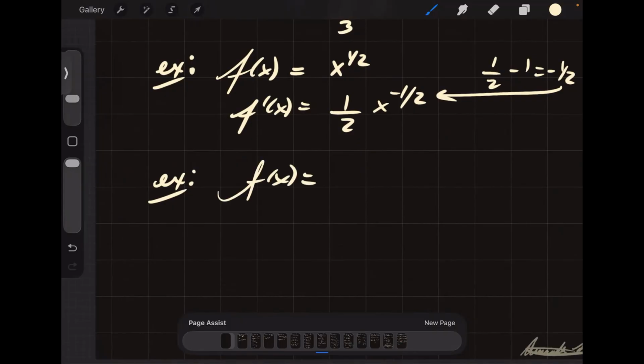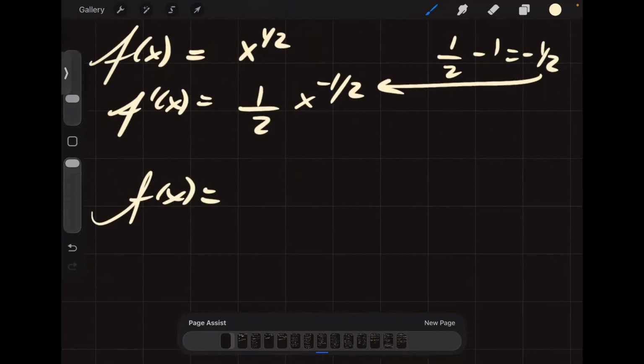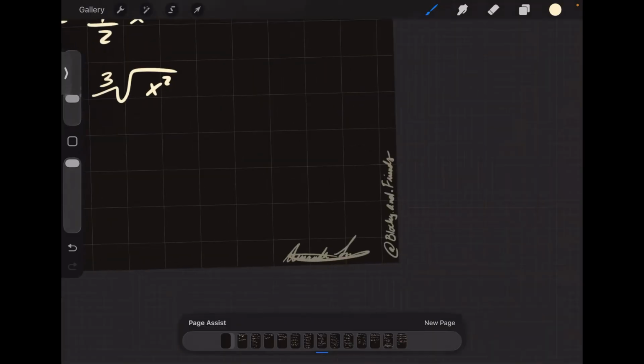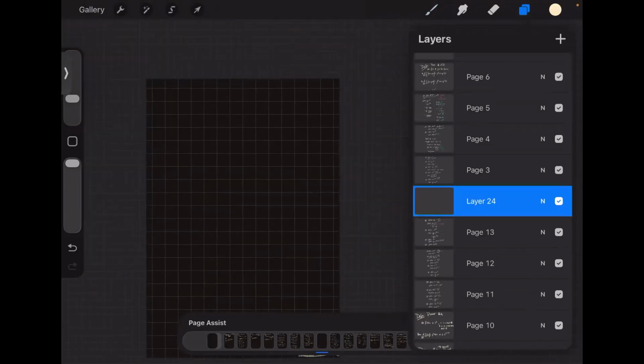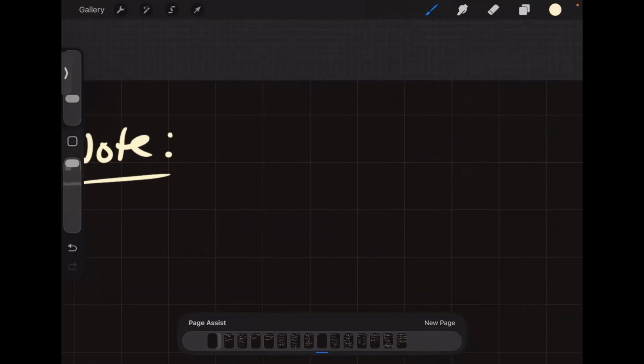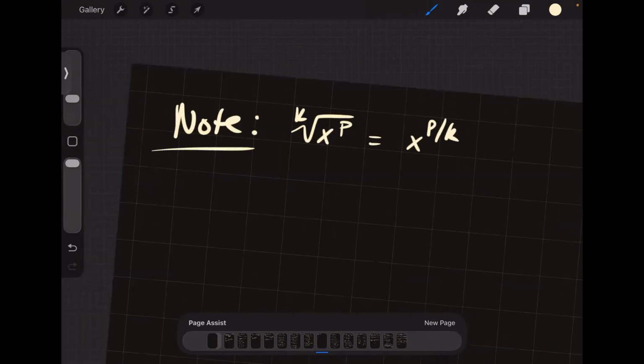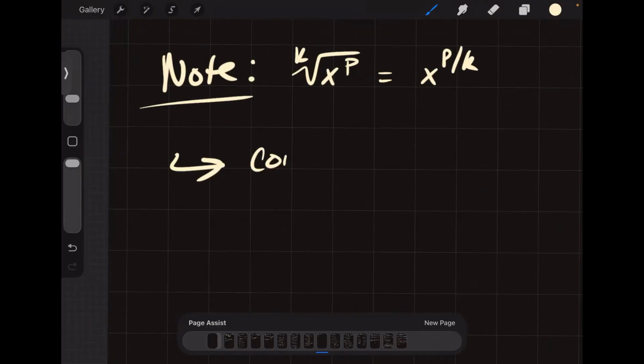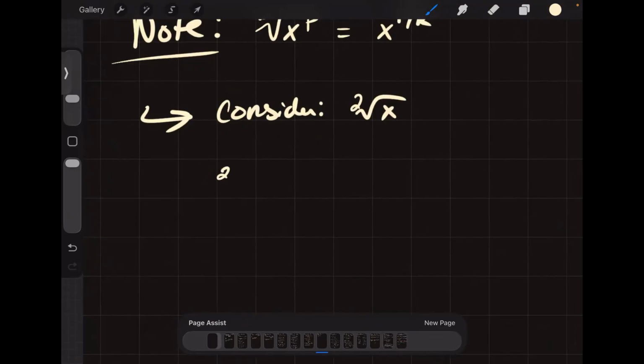f of x is equal to the third root of x squared? Alrighty, let's take a quick detour. The kth root of some x to the p is equal to x to the p over k. Why? Consider the square root of x, right?